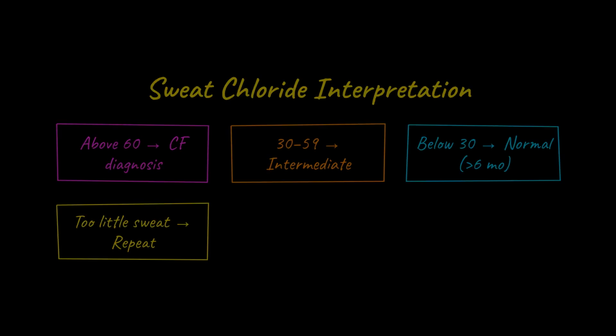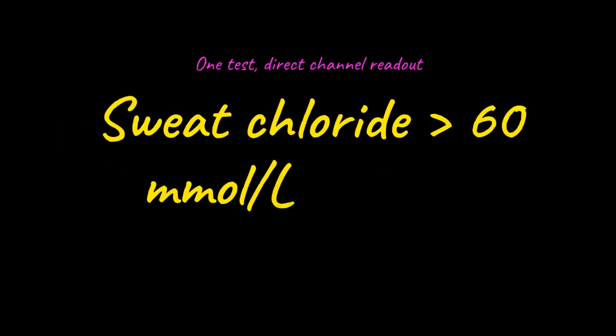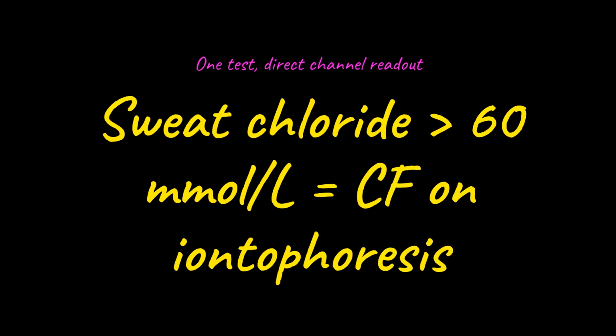Pilocarpine iontophoresis is powerful because it probes CFTR channel function directly, without genetic sequencing, yielding a reproducible number that clinicians can compare against established thresholds to confirm or rule out cystic fibrosis.